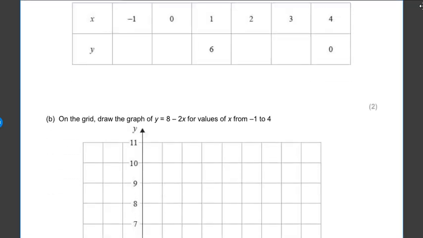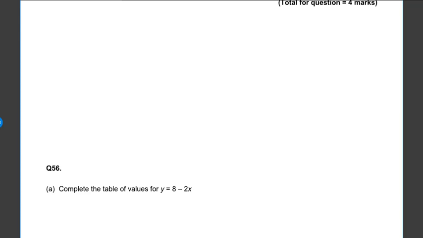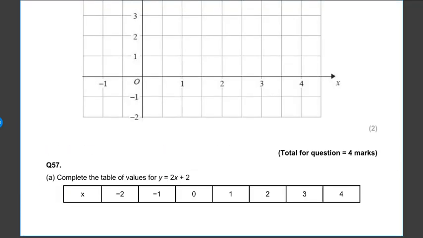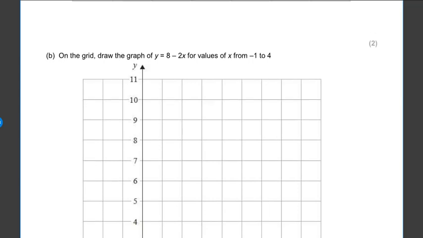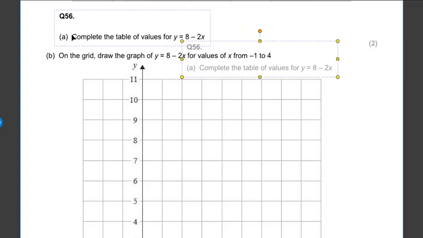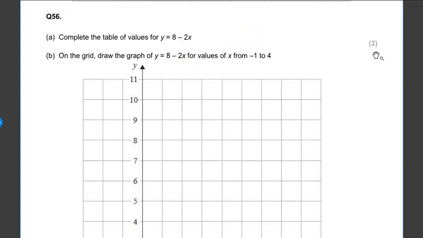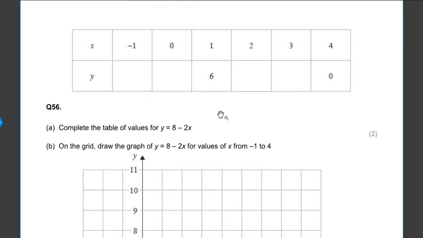Okay, question 56 is on the line. I'm just going to drag this down. Okay, so this is a standard question. Very straightforward. Let's put that there. So you have to complete the table of values for y = 8 minus 2x. Okay, so here we go.